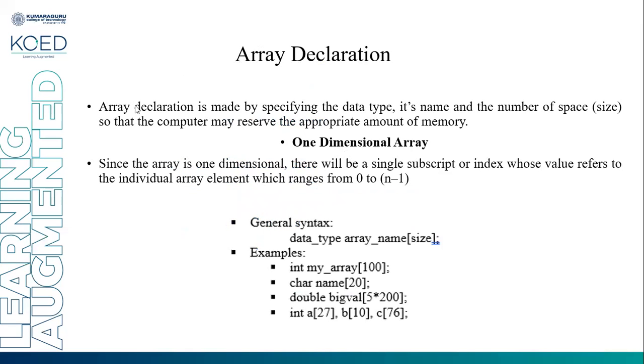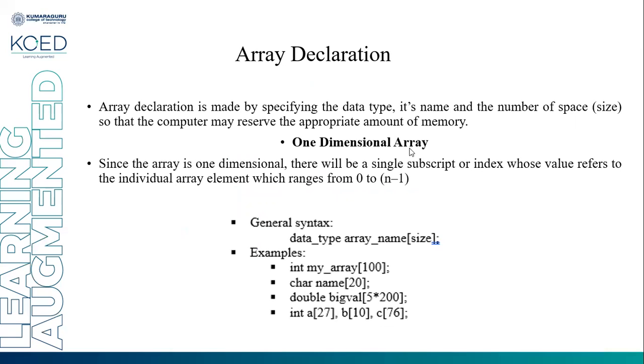Array declaration is made by specifying the data type, its name, and the number of spaces, that means the size of the array, so that the computer may reserve the appropriate amount of memory for that array.